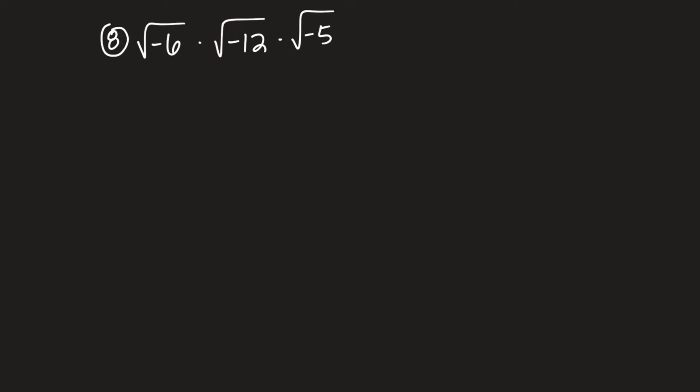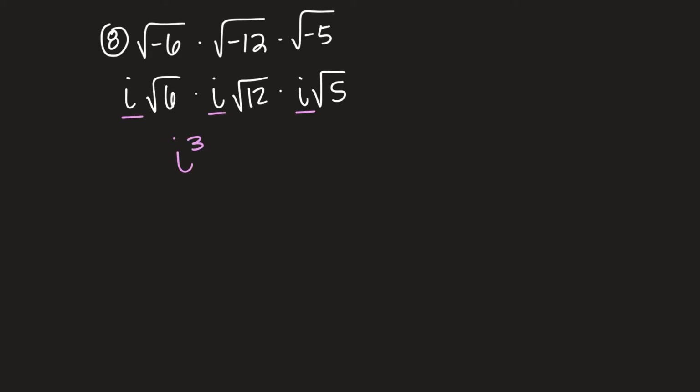So again, the first thing we have to do is take out the i's. So I'm going to have i square root of 6 times i square root of 12 times i square root of 5. Then we multiply like part by like part. So I have i times i times i is i cubed. The square root of 6, square root of 12, and square root of 5. So 6 times 5 is 30, times 12 is the square root of 360.